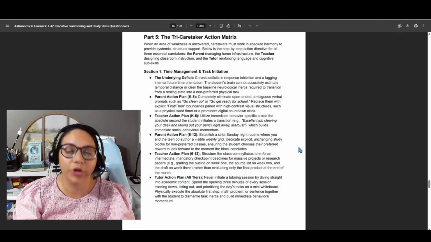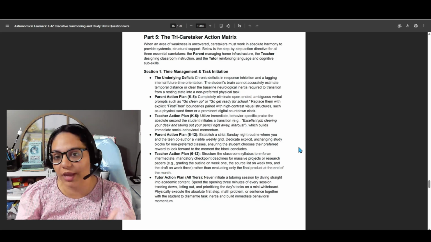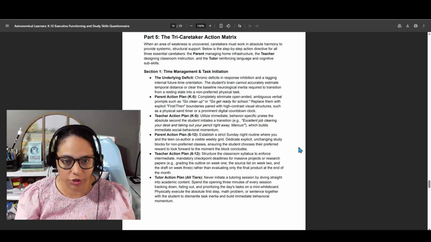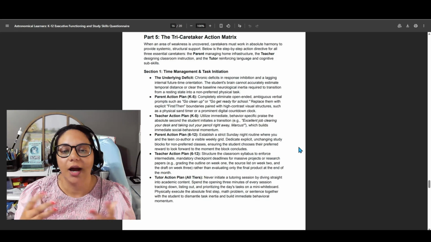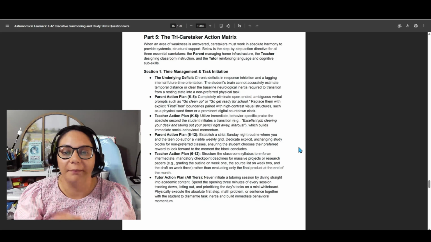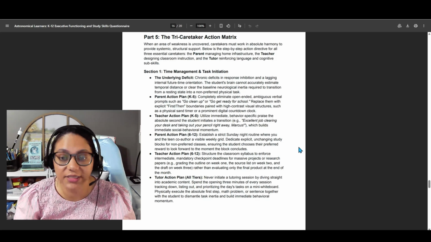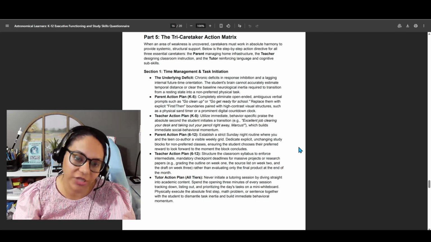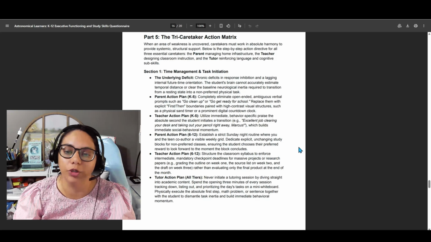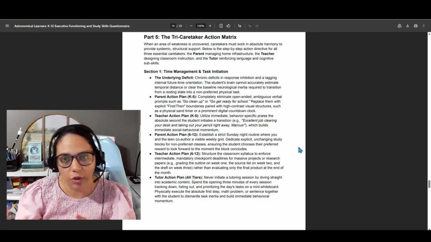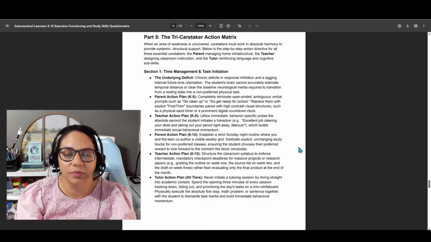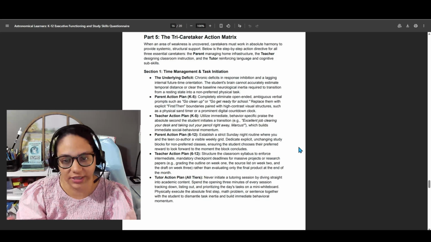You want to say, "Oh, first, can you get your backpack? Then, can you get your shoes on?" That kind of structure. For teachers, I've included here that you want to have this behavior-specific praise. So, "Excellent job clearing your desk," and not like, "Oh, you're just such a good student." Don't make it ambiguous. Make it specific to the behavior that you want to see.